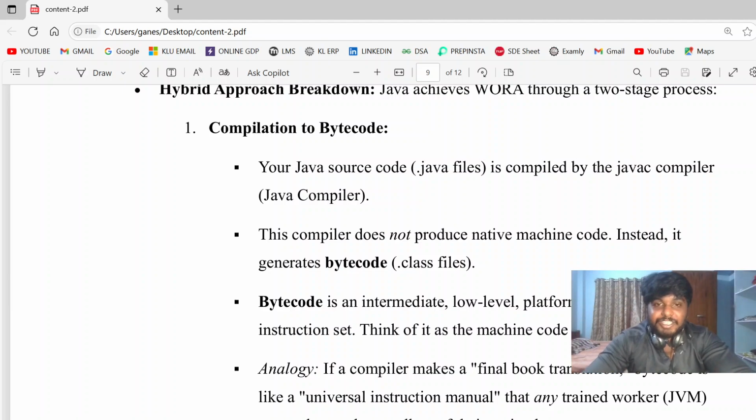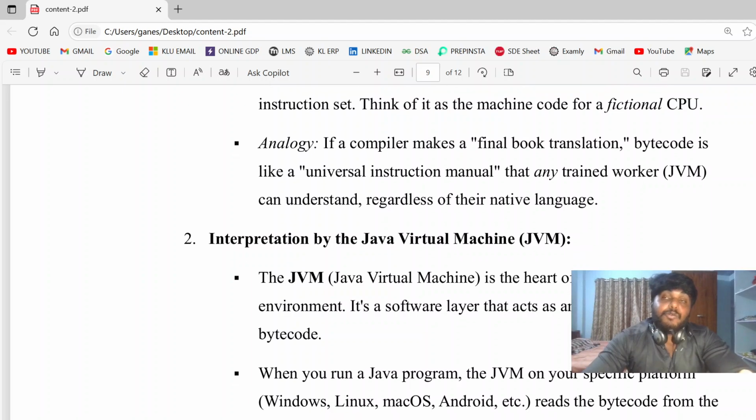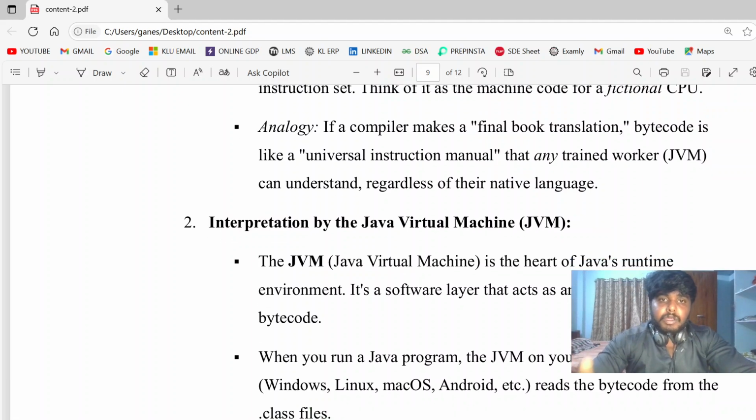This is a small analogy. We have discussed the Java Virtual Machine in an earlier session. The next video will be on JVM, JRE, JDK in detail, an in-depth analysis. In this video, the JVM, Java Virtual Machine, is the heart of Java's runtime environment. Of course, in the last session we discussed that it's a software layer that acts as an interpreter for Java bytecode. So first, it is already compiled into bytecode.